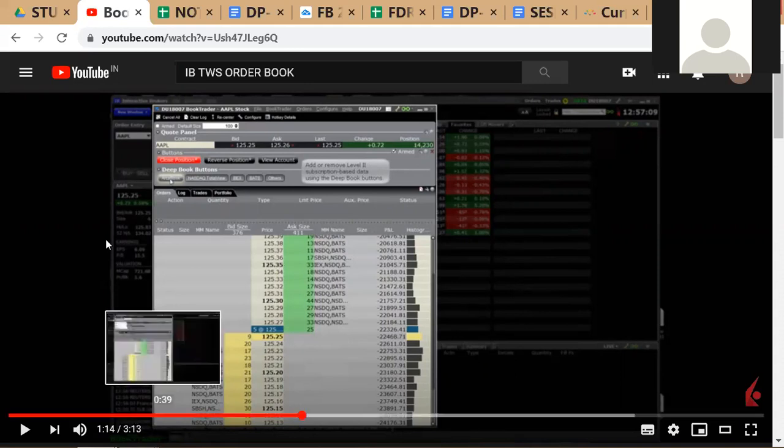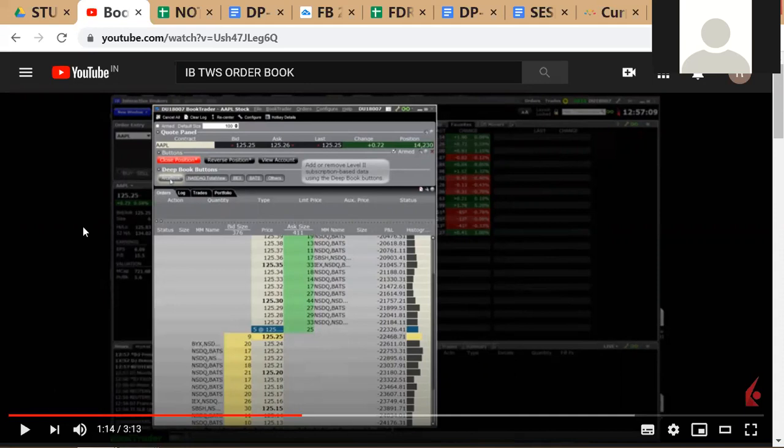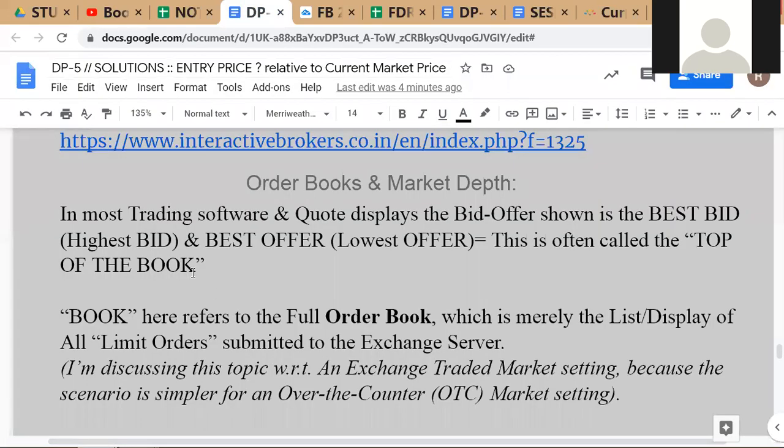I think you right click on the ticker, and under trading tools, you'll see an option for Book Trader. When you open Book Trader for any market, you will see the whole distribution of orders, and this is called an order book, where you see all the orders for a particular market. You can see this for any market. So the first thing you have to understand is the order book, the full order book.